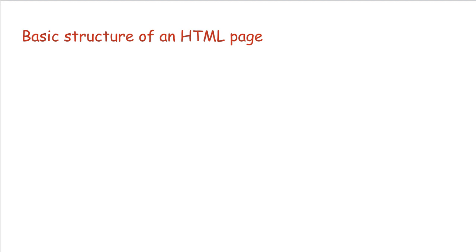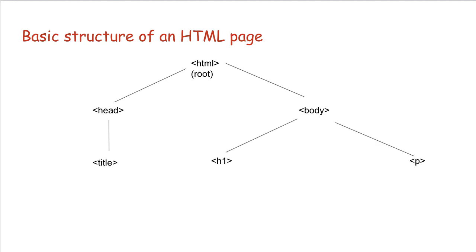Currently, the structure of the page is as follows. We have the root of the page, which is the HTML tag. It contains two child elements, the head and the body. The head element's child is the title tag, and the body's children are the H1 title tag and the paragraph tag. As we develop our page further, this tree will grow deeper and wider.